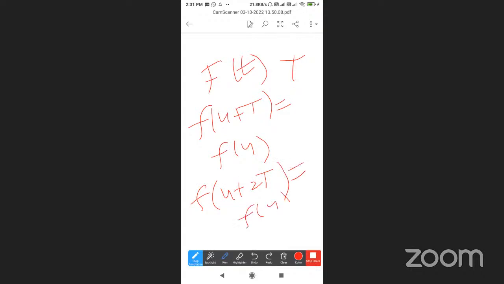I think it is a period of the function. Capital T is the period. So what else can we say? f of x is equal to f of x plus a is equal to f of x, then a is a period of the function.